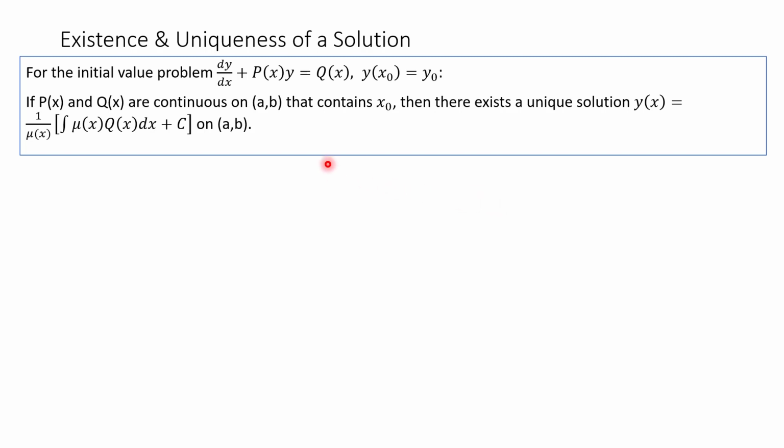So the last thing to mention to you guys is just about existence and uniqueness of a solution. So for the initial value problem, notice this is our linear standard form here of our equation, and it's an initial value problem, so it has some initial value given. If p and q are continuous on some interval that contains an x sub 0 or x naught value, then there exists a unique solution, and it's of this form. Okay, so that's our theorem.